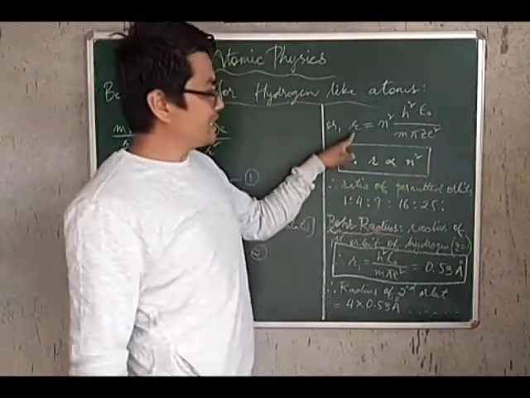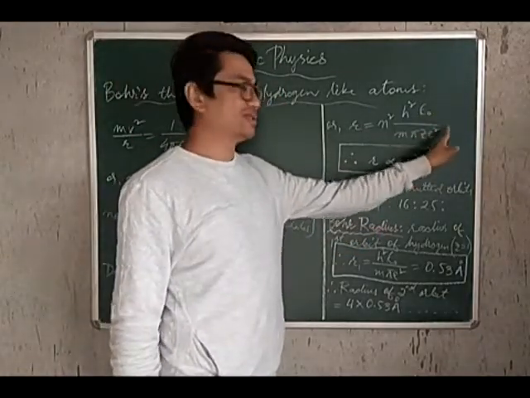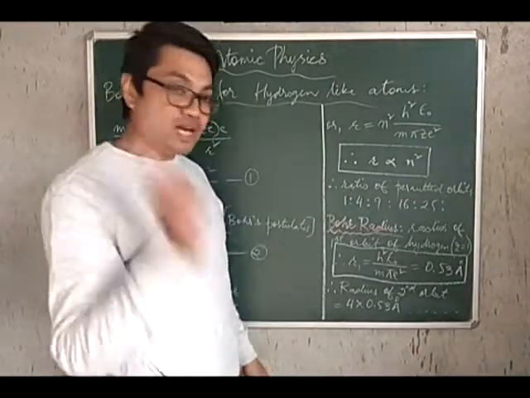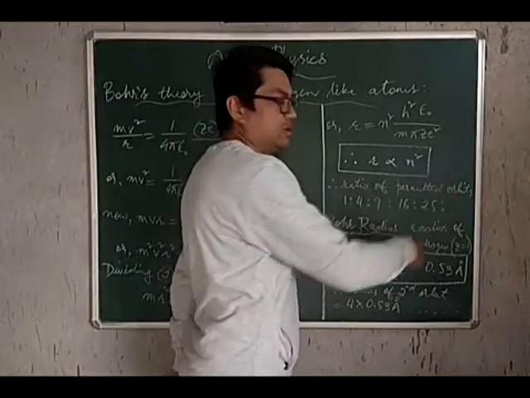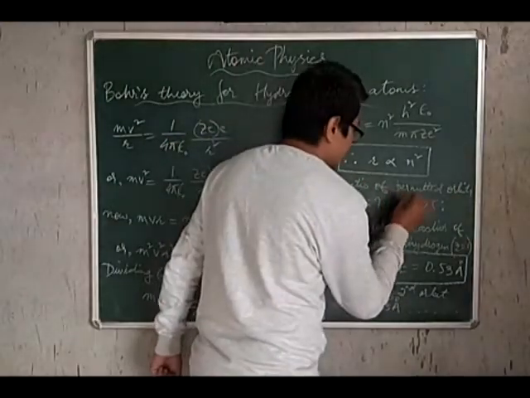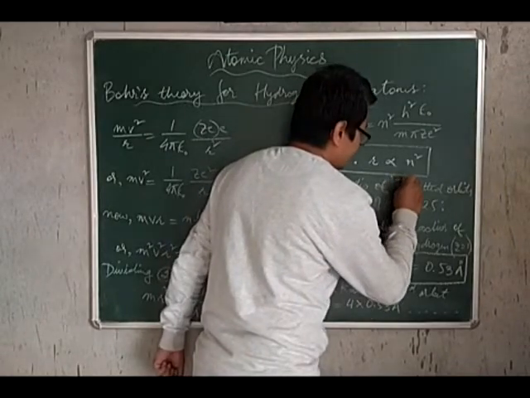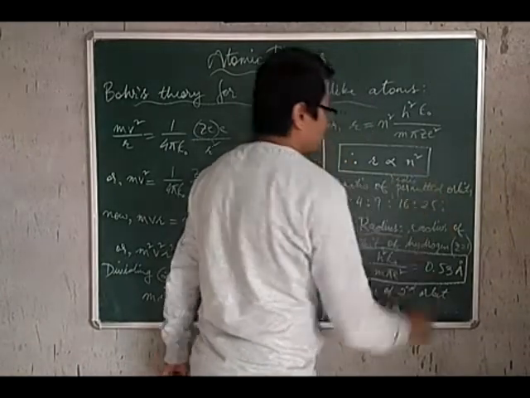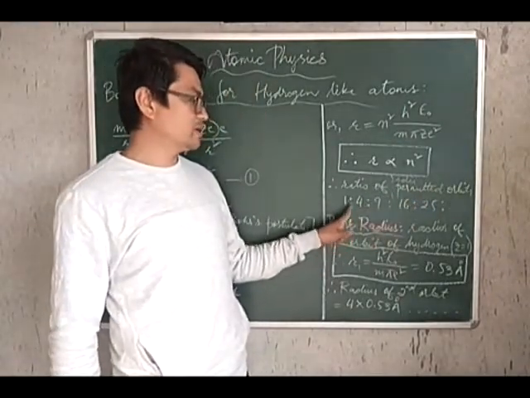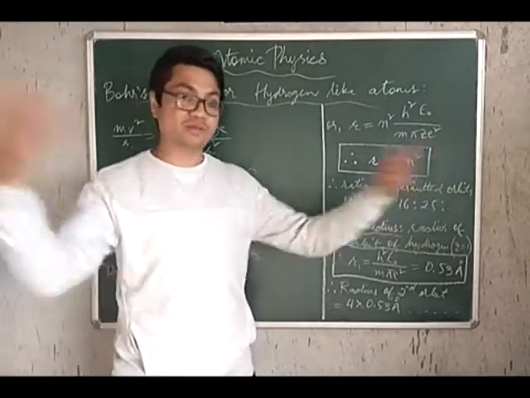So we get to see, since all of these are constants, we can write r is proportional to n squared. That is the ratio of the permitted orbits, ratio of the radii of permitted orbits, or that of stable orbits, will be what? 1 is to 4 is to 9 is to 16 is to 25 is to 36 and goes on.